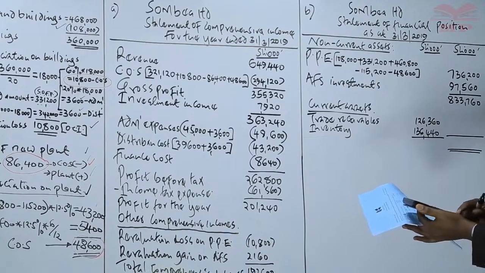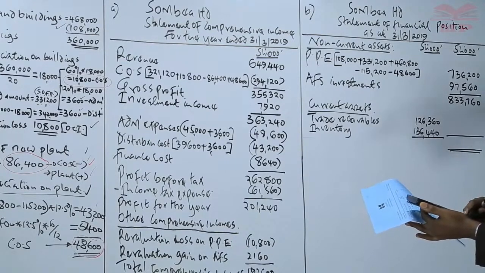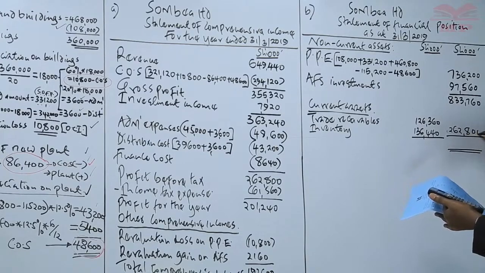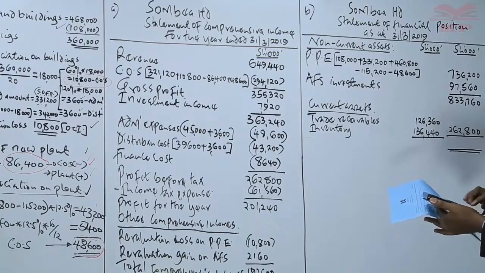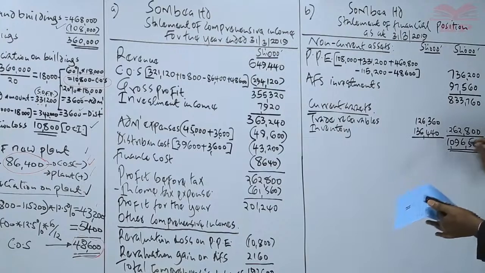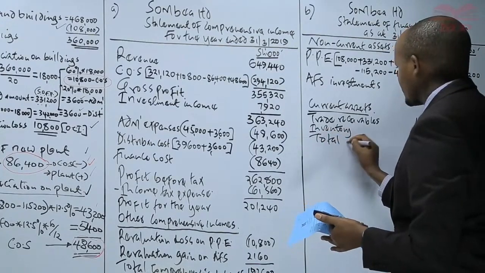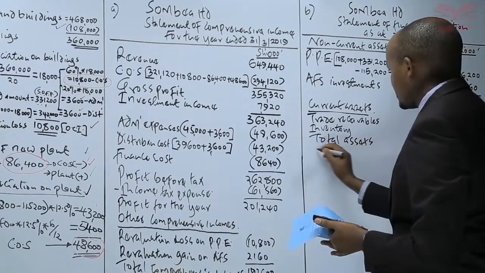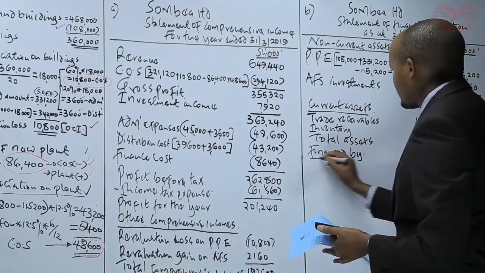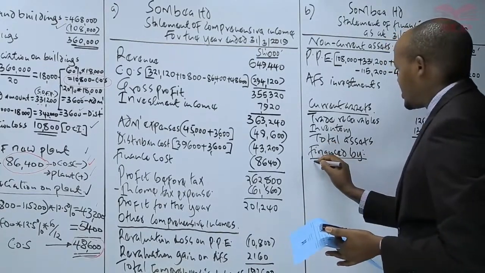We get the total. We add the two: 126,360 plus 136,440, and that will give us 262,800. Then we add that to the total non-current assets, which is 833,760. That will give us 1,096,560. So that is our total assets. The total assets are financed by both capital and liabilities, so we start with the equity.